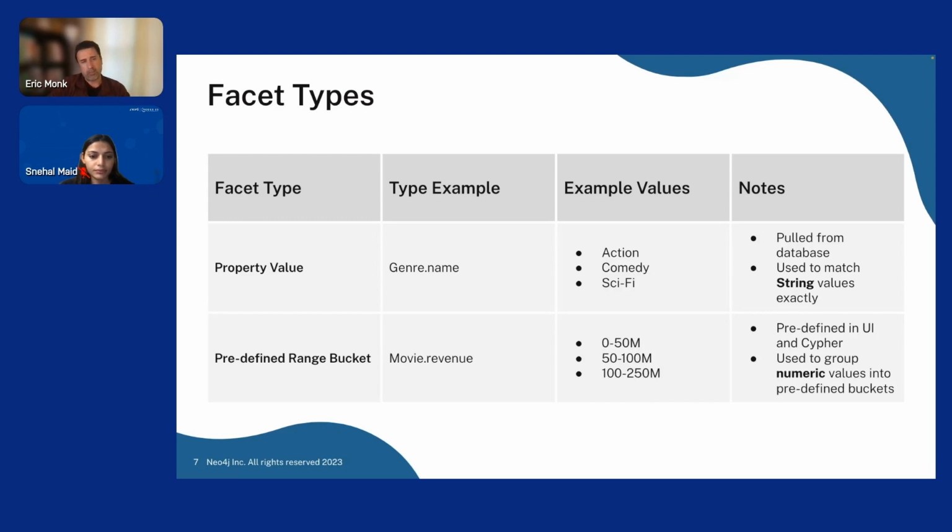So in this case, we said, well, movie revenue might be something I want to search on. Let's define these buckets. They're actually hard-coded in the UI, and they're hard-coded in the Cypher statement together. So they have to be correlated with one another.